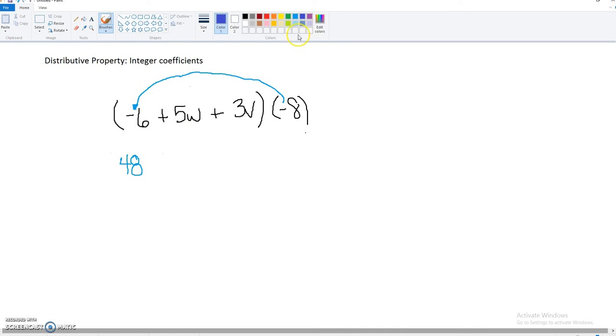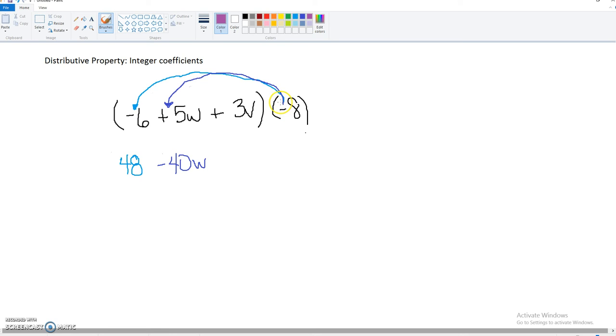Okay, now I'm going to switch colors just so you can see. And again, I'm starting with the -8, and I'm going to draw my arrow over here. And the purpose is so I don't forget anything. So -8 times 5 gets me -40. And carry down that W. Okay, don't forget your variables along the way.